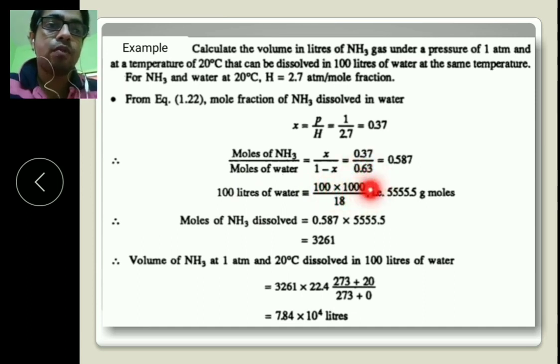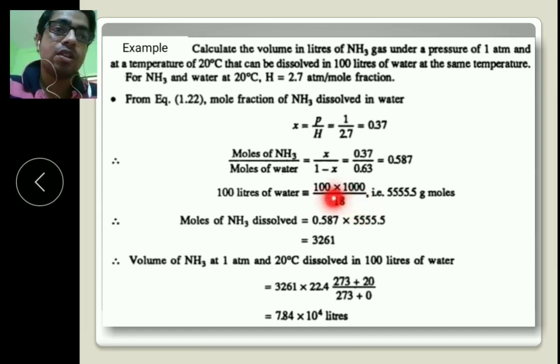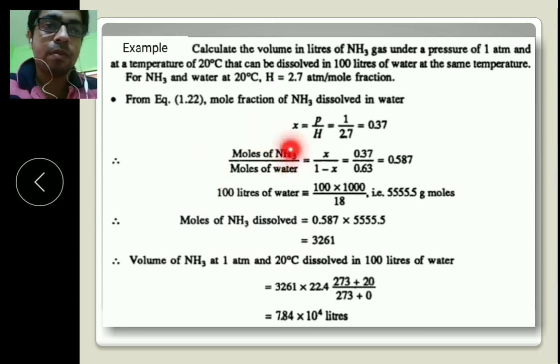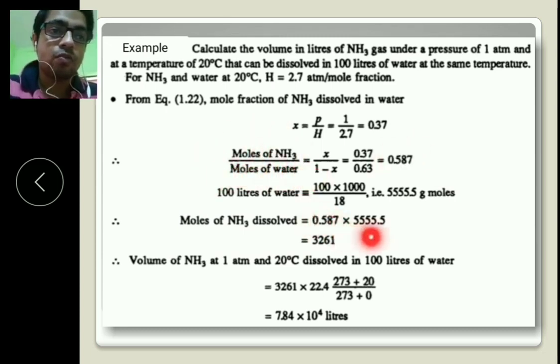Now, 100 liters of water means 100 liters, and to make it cc we have to multiply by 1000. In CGS, the molecular weight of water is 18 gram, so we have divided by 18. From that we find the moles of water is equal to 5555.5 gram mole. Then moles of ammonia dissolved equals this ratio into moles of water, so we find the moles of ammonia dissolved.